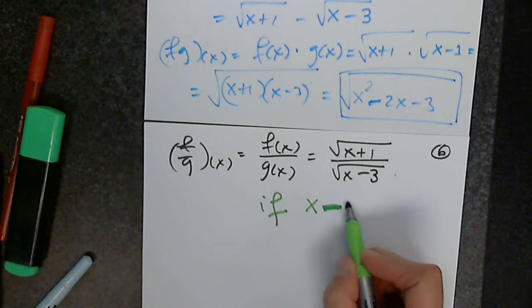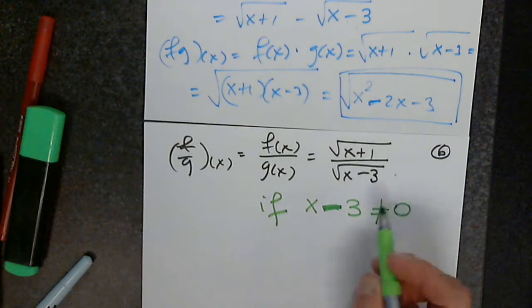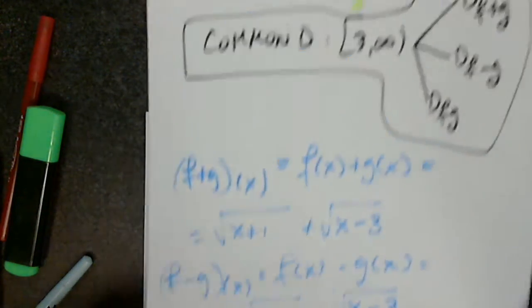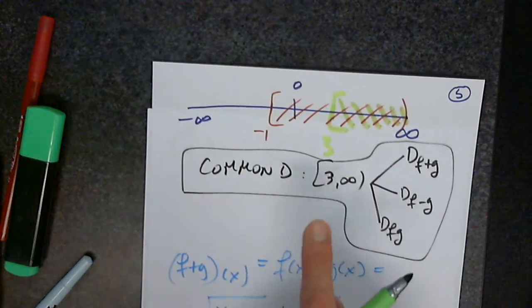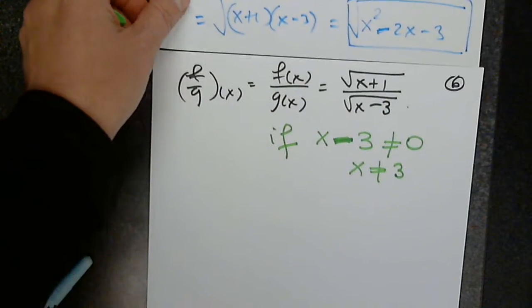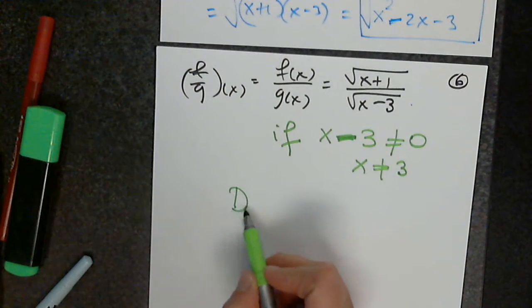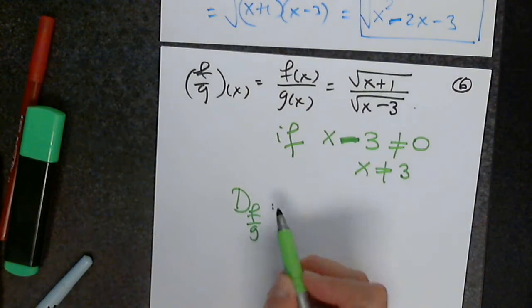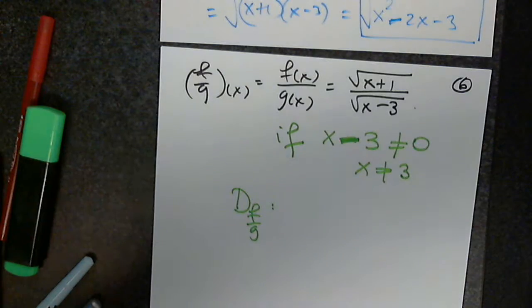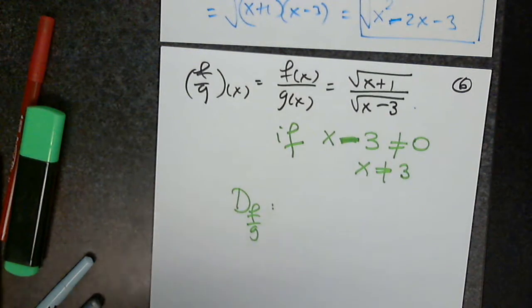Right, if x minus 3 does not equal 0, which means x not equal 3. Remember the common domain? This was the common domain, definitely for the sum, difference, and product. Now, can anyone dictate the domain for the ratio? Remember, the domain for the ratio is the common domain from which I exclude potential values that make the denominator 0. But it has to start with a common domain.